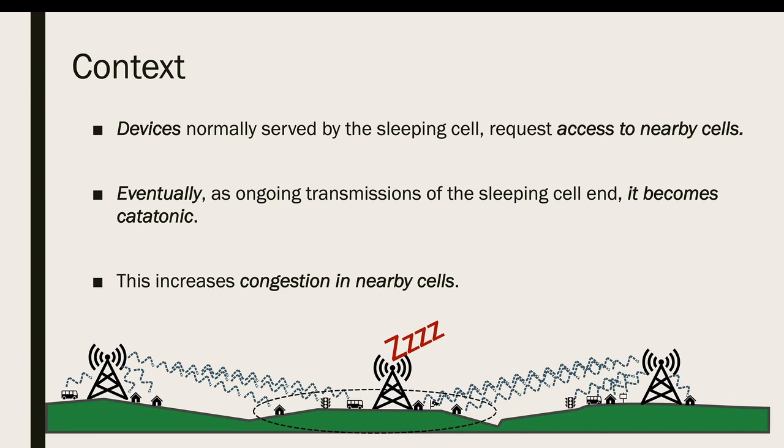It is true that a sleeping cell still does some work, transmitting data that was already in transmission when it fell asleep, but this will eventually end. At that point, the cell is no longer doing anything. We call this state being catatonic. Nearby cells receiving the extra traffic also become progressively more congested, which may degrade their performance.